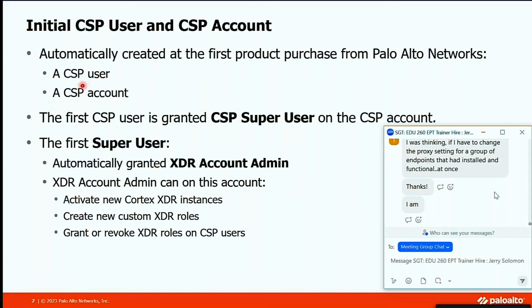You all have CSPs. But the important thing about that first person who created the CSP account, your first CSP super user, is that first CSP super user is automatically granted XDR account admin. And that's the role that is needed to perform instance activation I talked about earlier. So only one person in my company had that. And I was sent an email that said, hey, we bought the license for XDR. Do you want to go to the Cortex gateway and activate it?